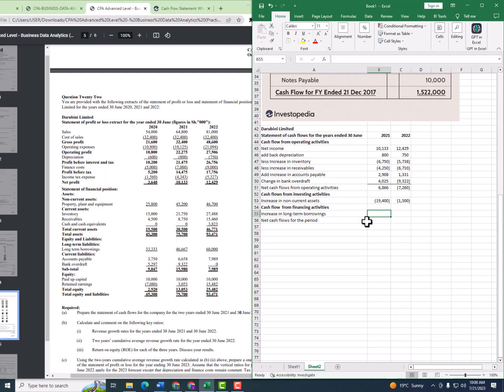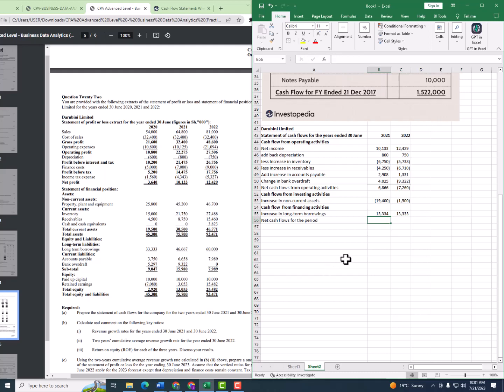So how do we calculate it? It's going to be positive, equals, open brackets, we take the value for 2021, which is 46667 minus 33333, close brackets, hit tab. For 2022 equals, open brackets, 60,000 minus 46667, close brackets, hit enter.